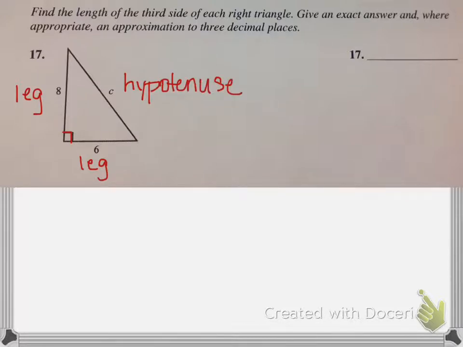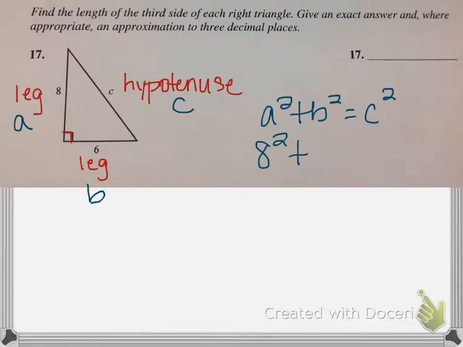Now, when you're working with the Pythagorean theorem, one of your legs you can call A, and the other one you can call B. The hypotenuse is always C. So when we have A squared plus B squared equals C squared, and we go to put in our values, I would have 8 squared and 6 squared, because those are my legs, equal to the square of my hypotenuse. You could have labeled the legs and said 6 was A and 8 was B. It doesn't matter. So when I square 8, 8 times 8 is 64.